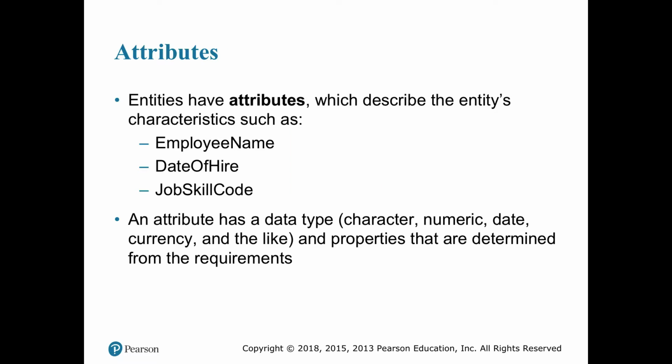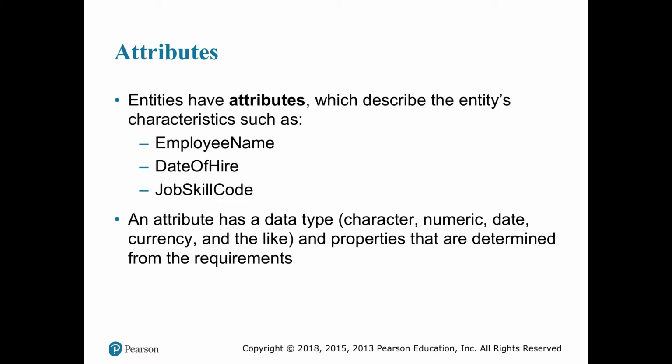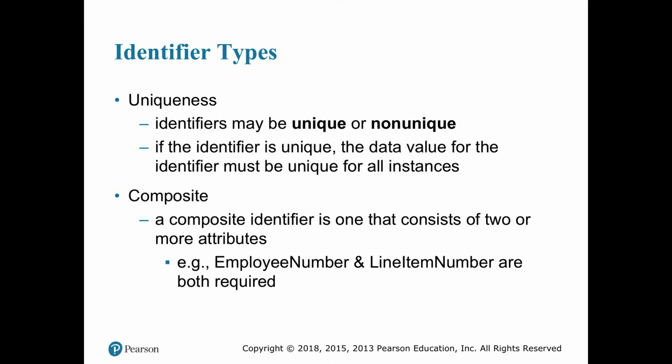So entities have attributes, which are these right here. These attributes have a description: what type of data type are they? In this case, are they integer? Are they money, a double? Are they a string, a variable, or varchar? Entities describe characteristics such as employee name, date of hire, job scale. Same thing right here.